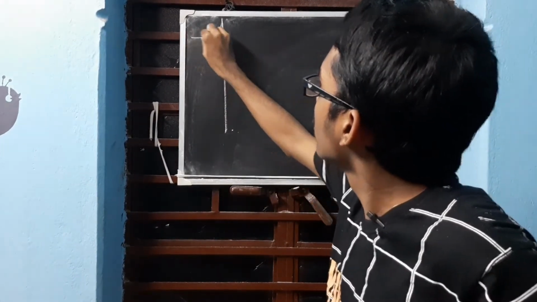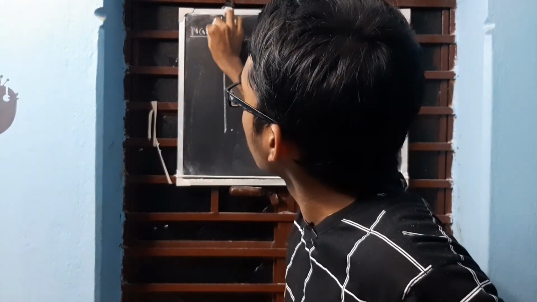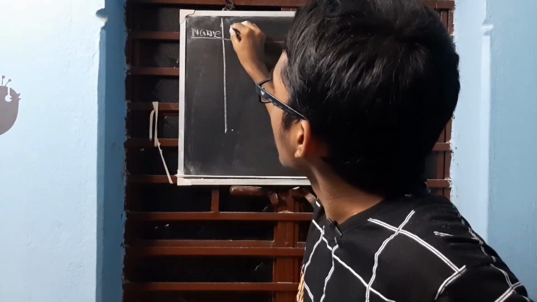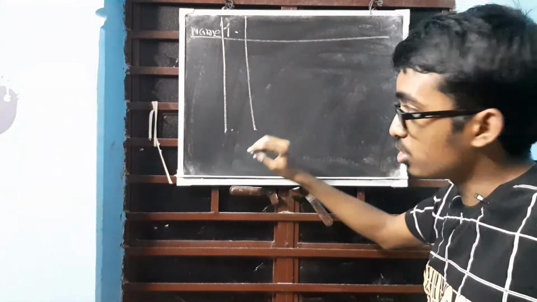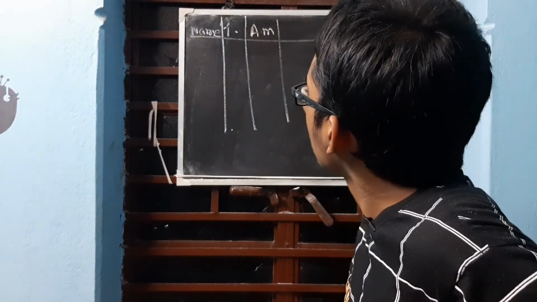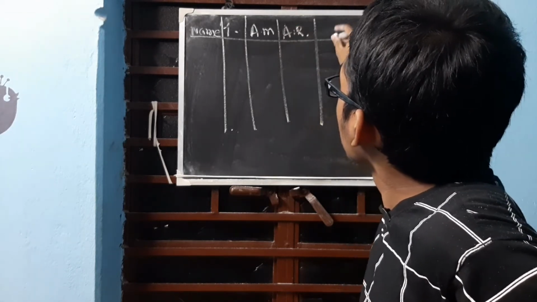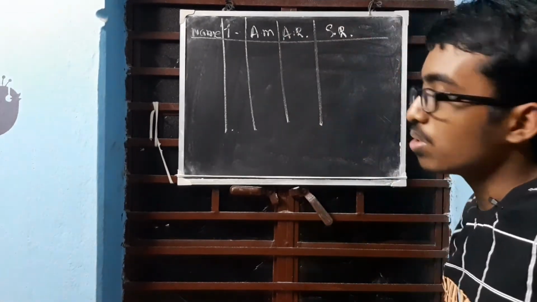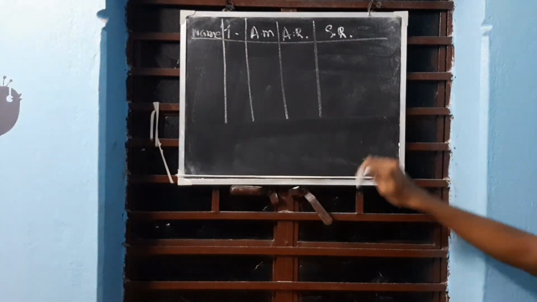So here you have to write the name. Next, you have to write the percentage composition. Entire thing I am writing in short. Then you have to write the atomic mass. Then you have to write the atomic ratio. Then you have to write the simplest ratio. These are the things you need to mention in your answer. Clear?